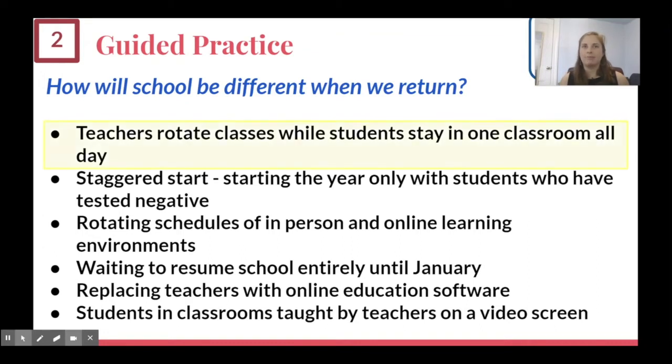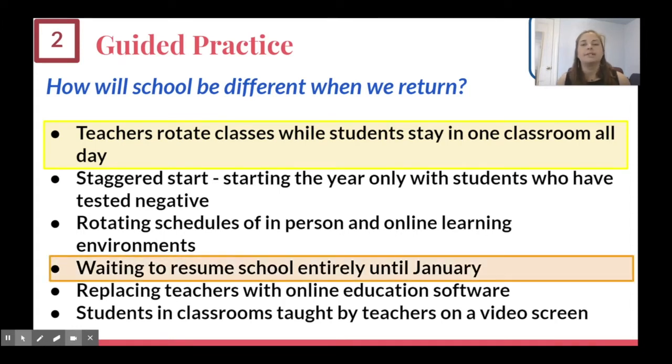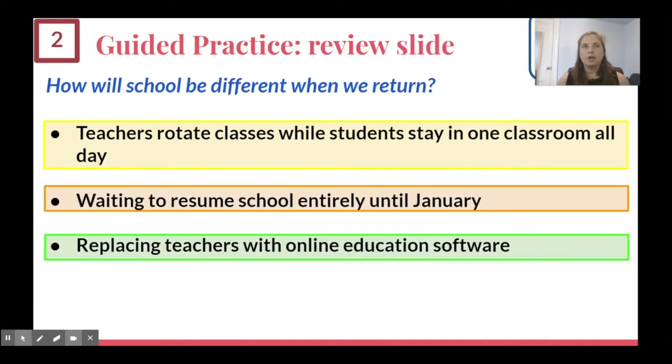The first one that I'm choosing is teachers rotate classes while students stay in one room, waiting to resume school entirely until January, and replacing teachers with online education software. I chose them because they all seem very different from one another. All right, so those were the choices that I picked. Those were my options. You probably chose different ones, and that's totally okay.